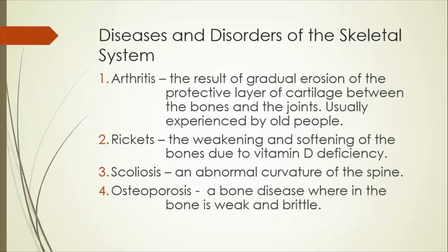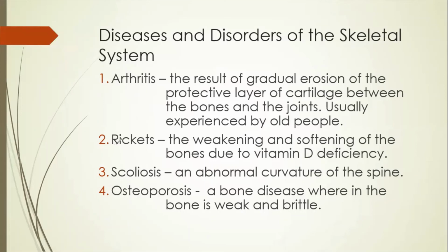Now let's go to the diseases and disorders of the skeletal system. Number 1, arthritis. This is the result of gradual erosion of the protective layer of cartilage between the bones and the joints. This is usually experienced by old people.